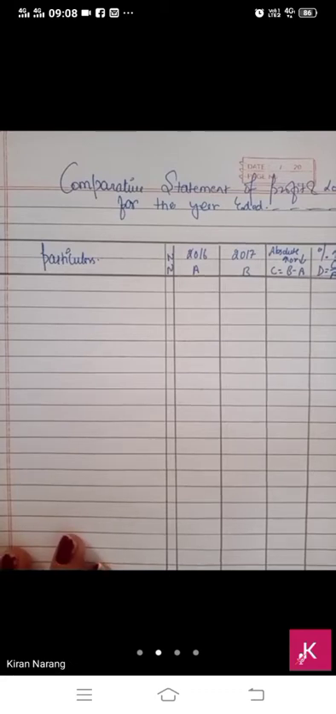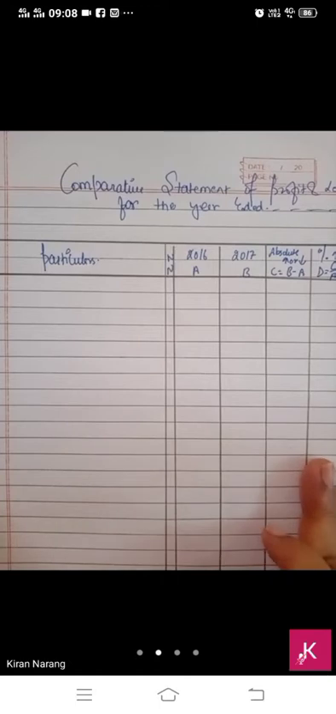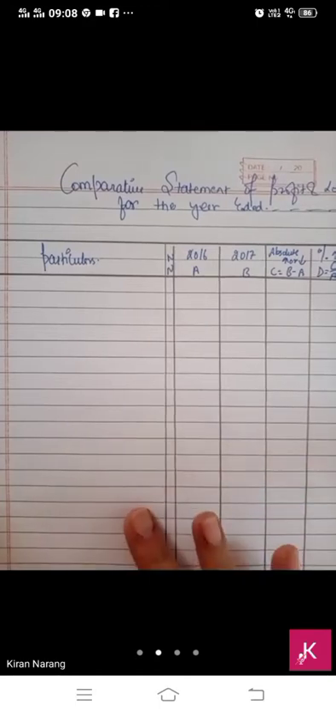So good morning everyone. Today we are going to do comparative statements of profit and loss. Previously we have done comparative balance sheet and today we will do comparative statement of profit and loss. The only difference between the balance sheet and profit and loss is the particulars. Rest everything is same. The method of calculation is totally same. The only difference is in the particulars.